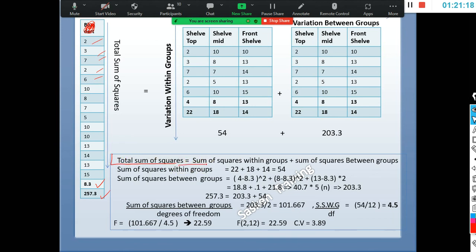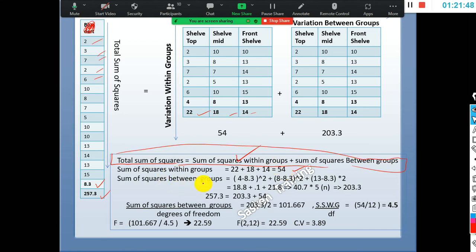Total sum of squares is equivalent to sum of squares within groups plus sum of squares between groups. Sum of squares within groups, so we know this one, right? So within groups, 22 plus 18 plus 14, which is nothing but your 15. So we got this value. So this is the formula, right? Now we are able to obtain the sum of squares within groups. So this we have already computed. 22 plus 18 plus 14 is equal to 54.